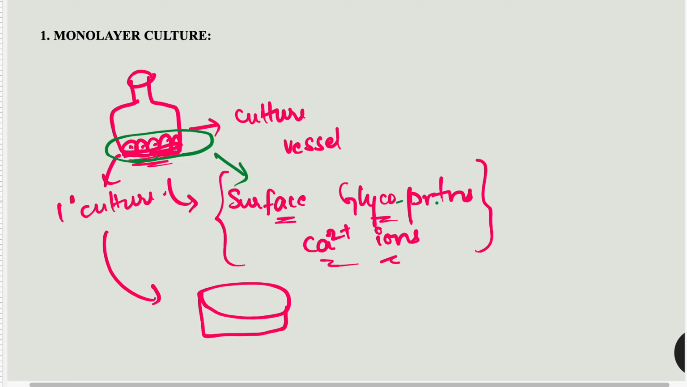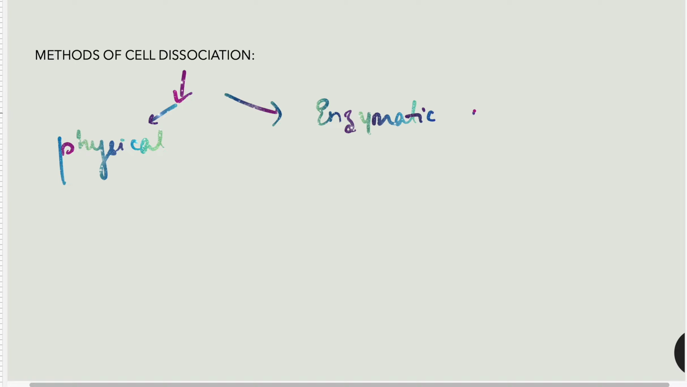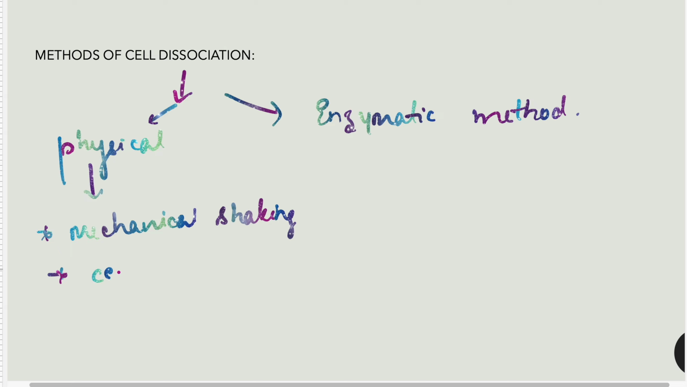Now next we will see the methods of dissociation, how the surface glycoproteins and calcium ions are dissociated. There are two methods of dissociation. One is a physical method and the other one is an enzymatic method. The physical method involves mechanical shaking and cell scraping.